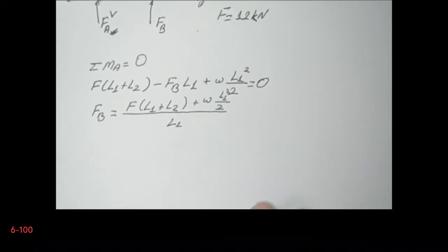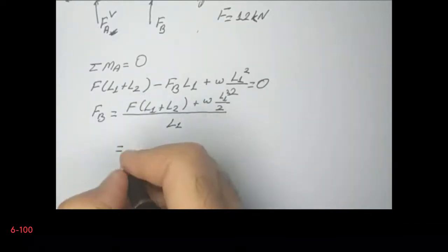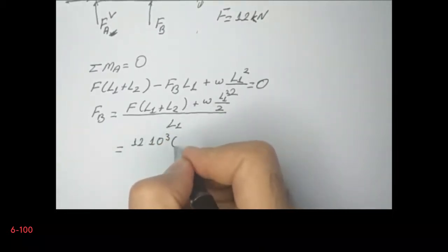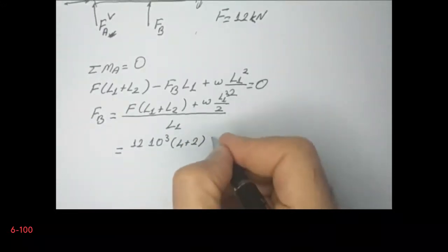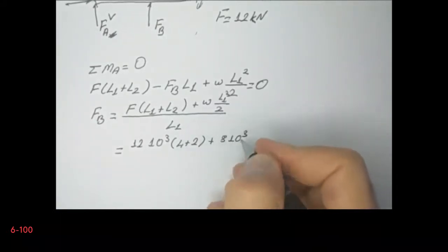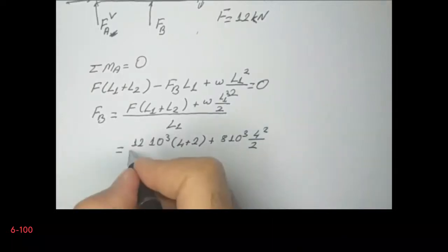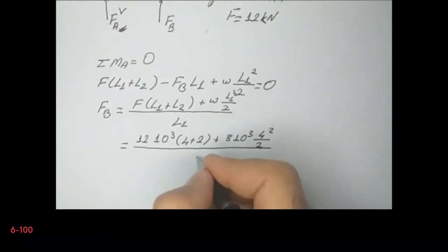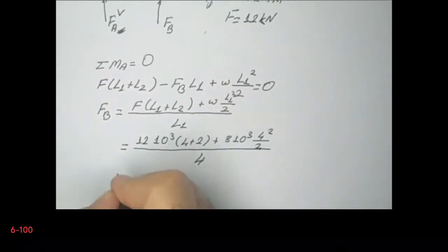If you put the values into their places, F is equal to 12 × 10^3, L1 is equal to 4, L2 is equal to 2, plus W is 8 × 10^3, L1 is equal to 4 squared divided by 2, and I will divide the whole expression by 4. So from here we can calculate the FB. So let's calculate the FB.